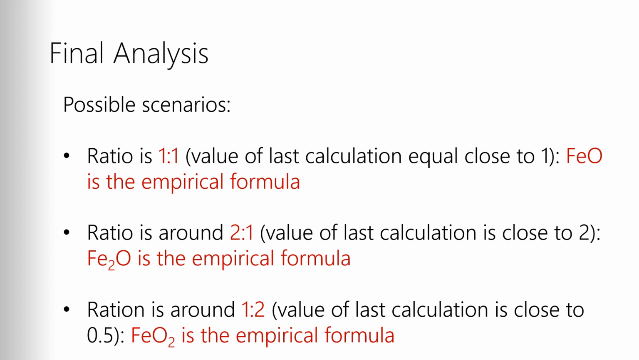All right. Now the next one we could get is a ratio, and I have no idea why I wrote that as ration. Sorry about that. Ratio is around 1 to 2. So that means when I did my calculation, I got somewhere close to 0.5. Now what that means is I have 1 iron for every 2 oxygen. All right, so that's a little different.